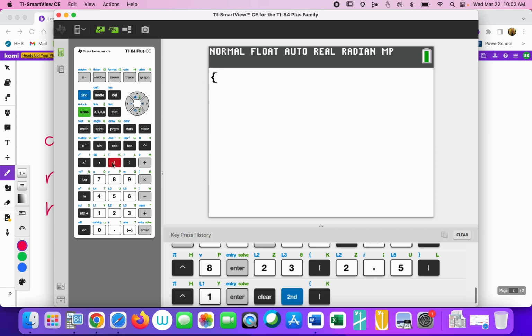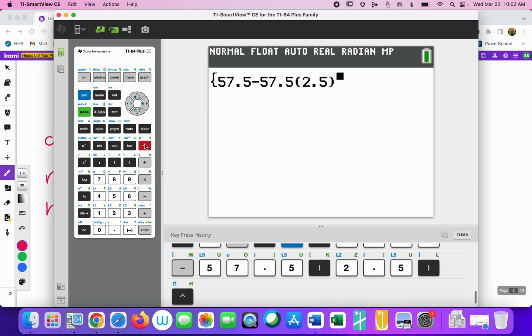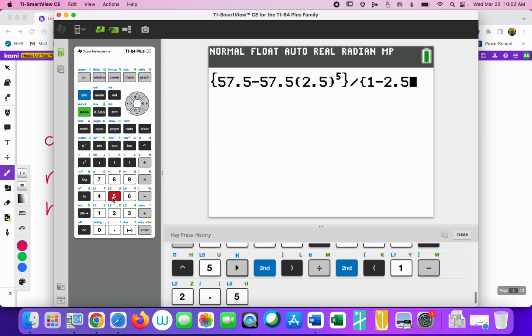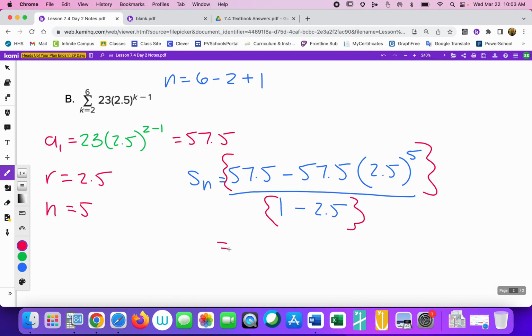So open bracket, 57.5 minus 57.5, parentheses, 2.5, close parentheses, to the 5th power, and then close off the bracket. So that's the whole numerator. Divided by, open bracket, 1 minus 2.5. So you don't have to do any thinking. It will do it all for you, but you need to tell it what it's doing. Okay. And we get what to the nearest tenth? 3705.2.